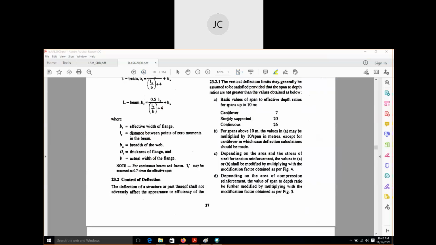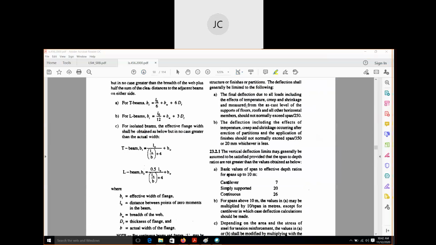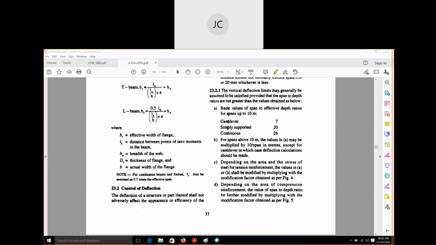Okay, so as per this clause, you can see here 23.2.1, the deflection limits are given. For different beams, the deflection limits are given. Limits means it is given in terms of a ratio. You can see here, the span to depth ratios are given for different kinds of beams.